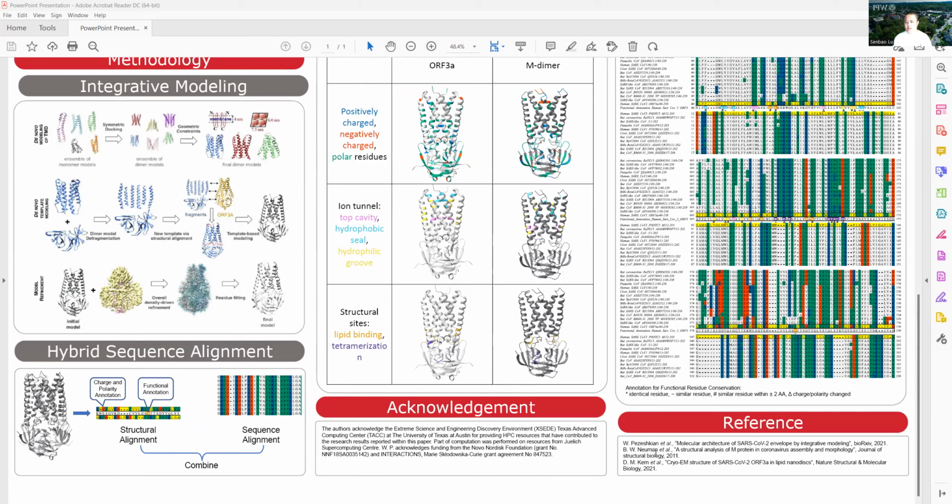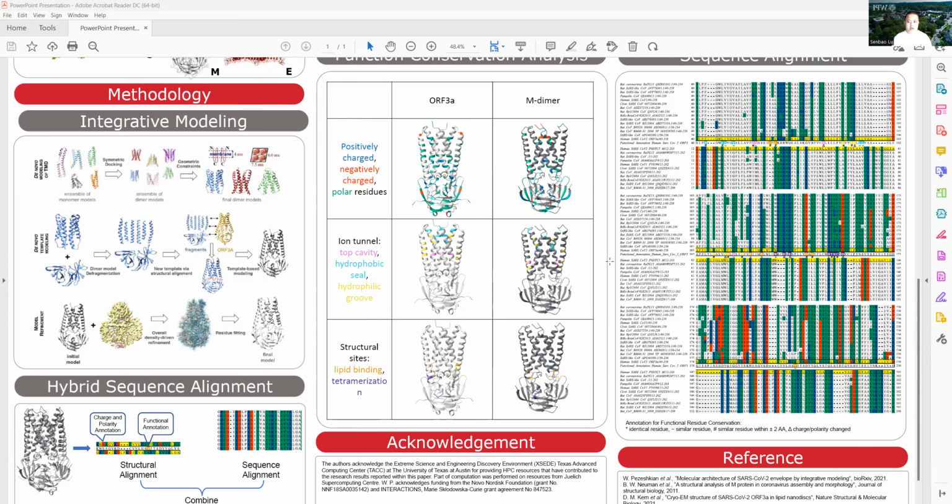And here is our main reference. We have our envelope paper here and the two other references on the M-dimer as well as the ORF3a structure paper. You can check our poster in the resource session, and you can see more details, which I cannot cover in this video.